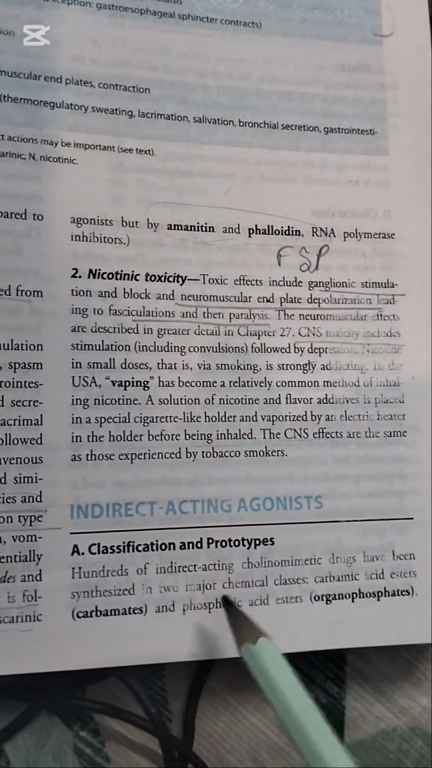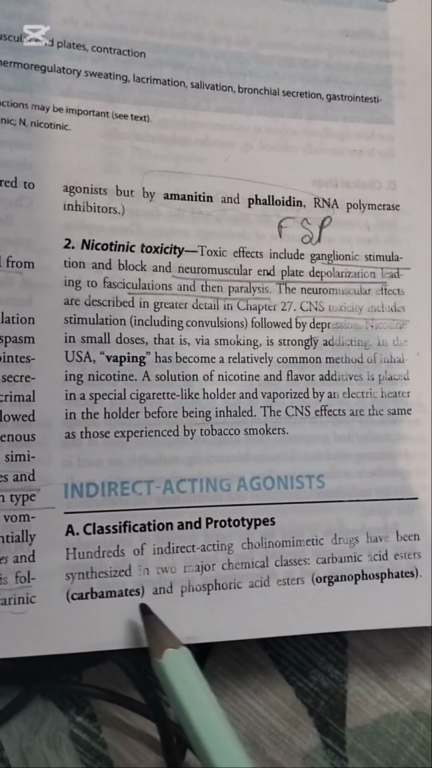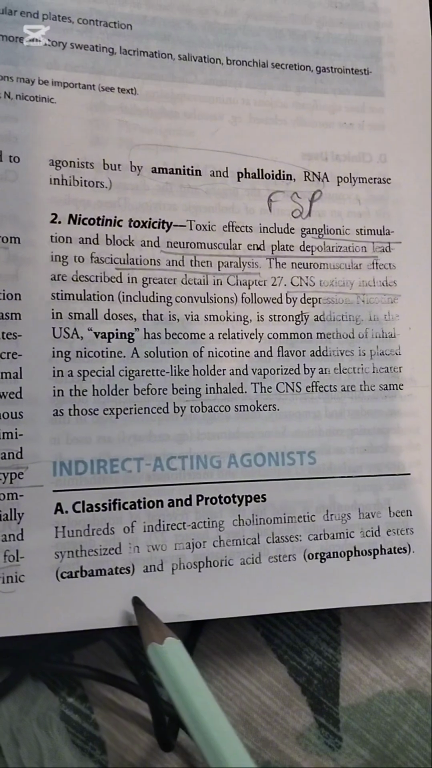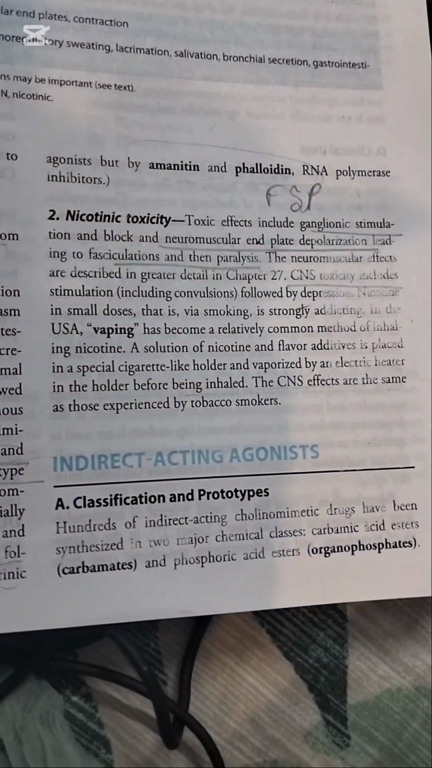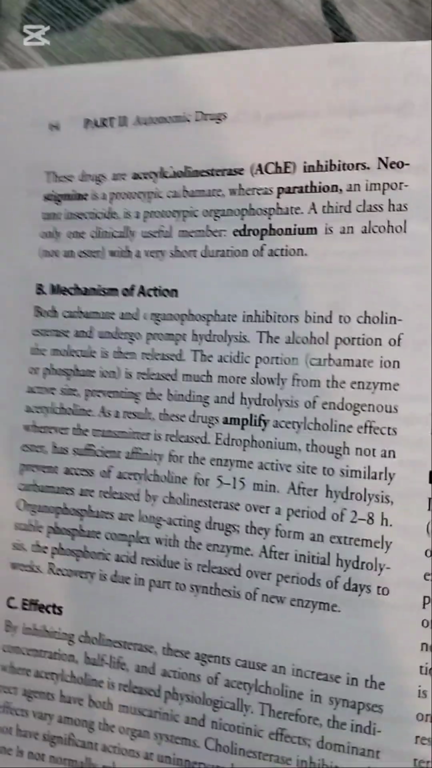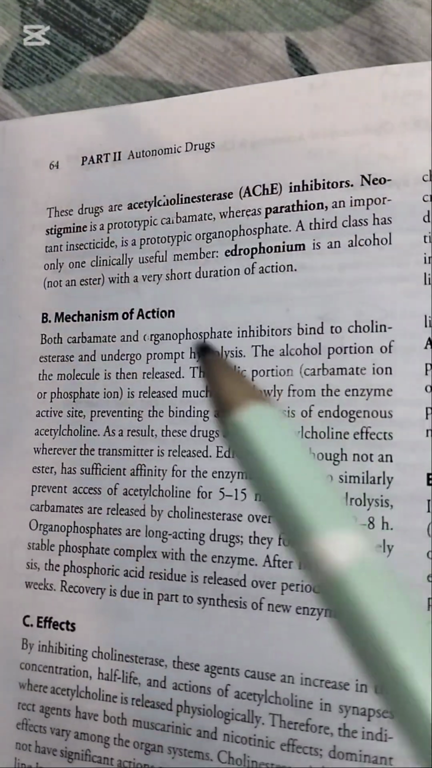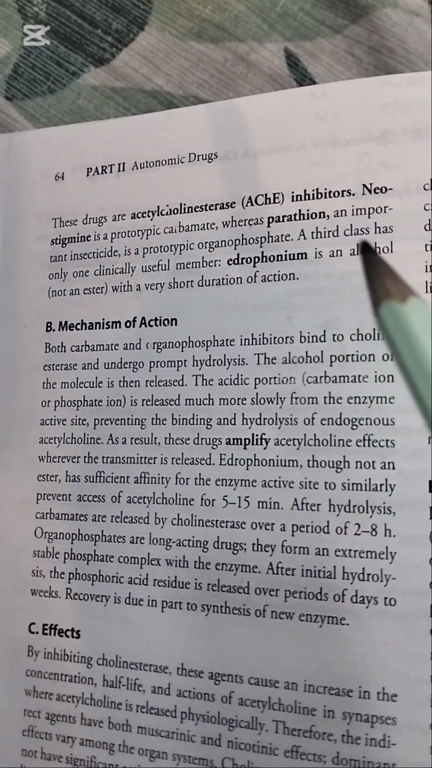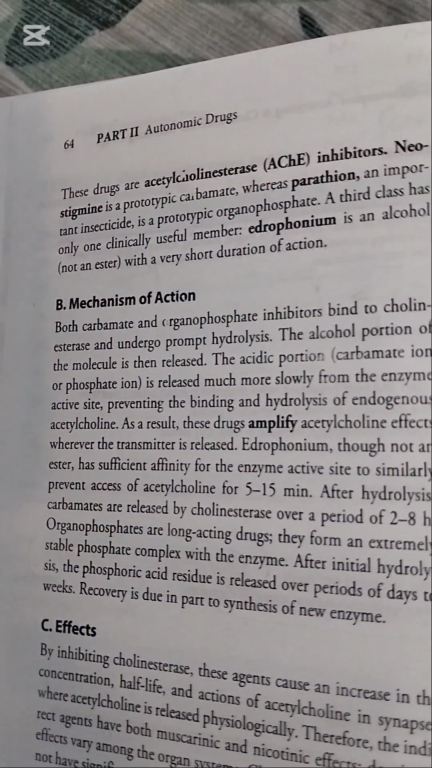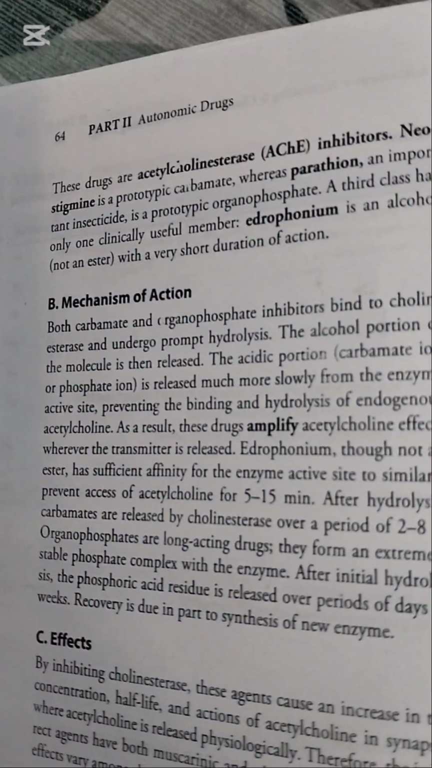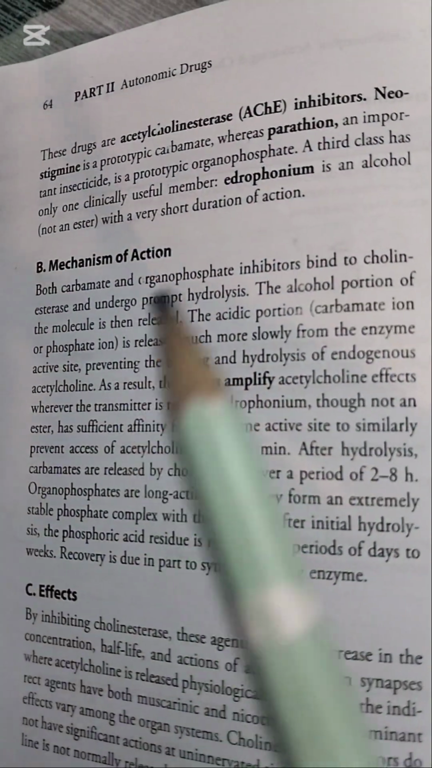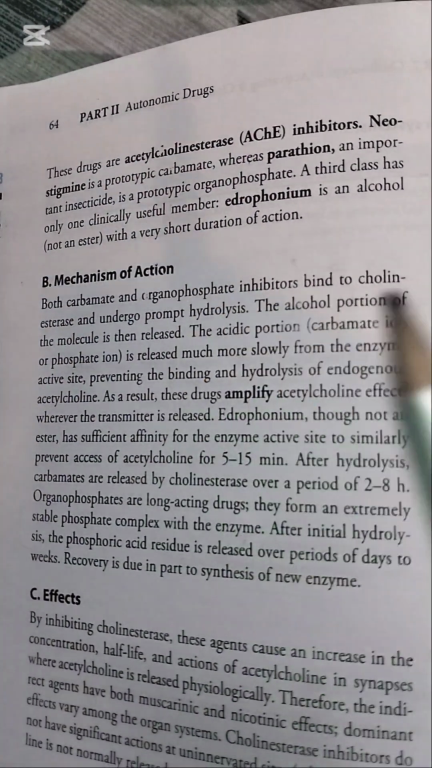When we talk about the indirectly acting agonists, they can be classified into two major chemical classes: carbamic acid esters like carbamates, and phosphoric acid esters like organophosphates. All of them are basically acetylcholinesterase inhibitors. Neostigmine is a prototypic carbamate, whereas parathion is a prototypic organophosphate, an important insecticide. Then there is a third class made up of an alcohol, edrophonium. It is an alcohol, not an ester, and it has a very short duration of action.